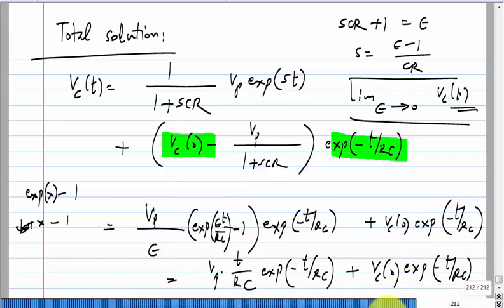Is this fine? Have you seen solutions of this form where you have t exponential minus t by RC? You must have seen it somewhere. Where is that? No? Damped oscillators. Okay. For what case?